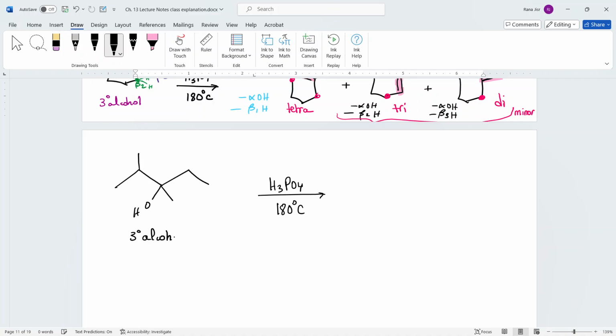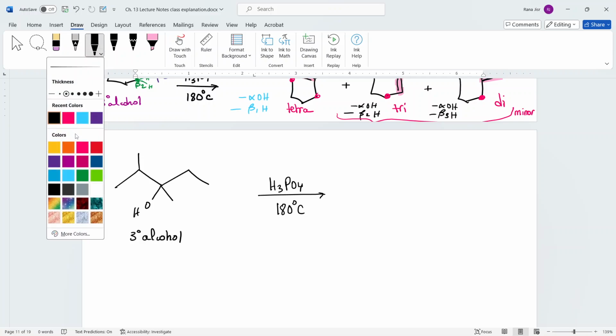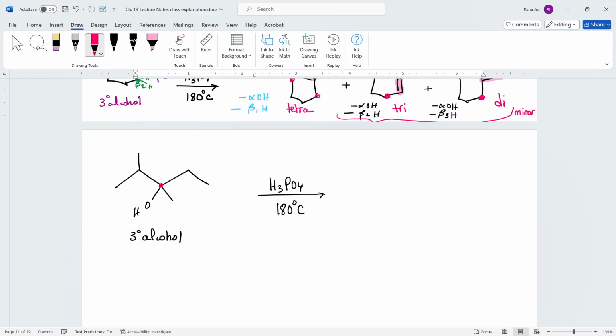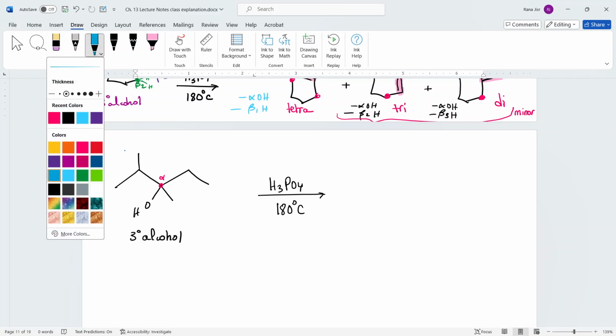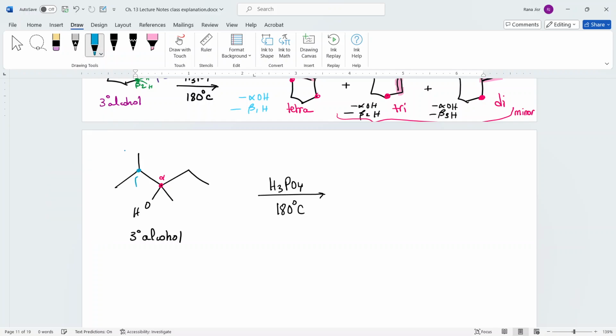So this one is a tertiary alcohol there. So I am going to locate my alpha carbon and then my beta carbon in there. And I do have beta 1, I do have beta 2 over here, and I do have beta 3. And all of these betas do have hydrogens in there. So I have hydrogens here, I do have hydrogens here, and I do have a hydrogen in there.